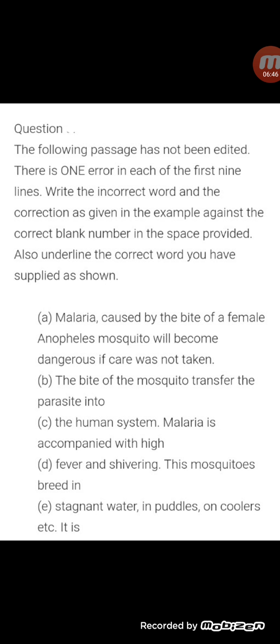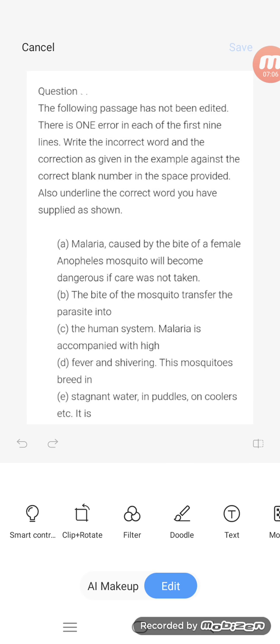Here there are some sentences given like sentence A, B, C, D, E, and each sentence has some error or wrong word. So you have to first of all identify it and underline it. Then after that, just write the correct answer.